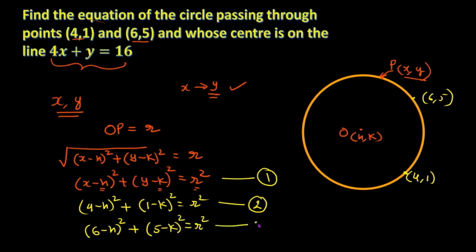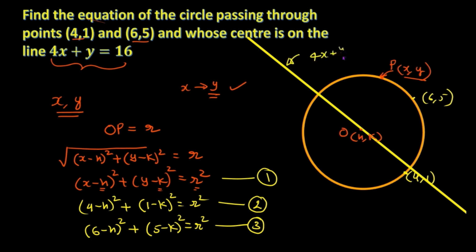There's a line passing through the center, so the line equation is given. It is 4x plus y equal to 16. The center of the circle lies on that line. What does it mean? It must satisfy this line equation, right? So we have another equation, that is 4h plus k equal to 16, since h, k are the coordinates of the center. So this is the fourth equation.